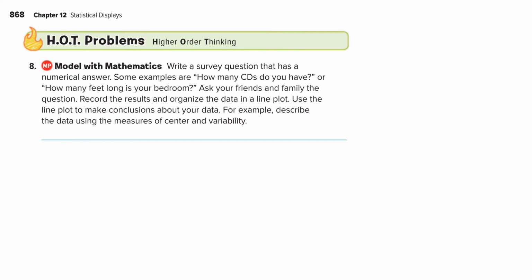Question number 8. Write a survey question that has a numerical answer. Some examples are, how many CDs do you have? Or, how many feet long is your bedroom? Ask your friends and family the question. Record the results and organize the data in a line plot. Use the line plot to make conclusions about your data. For example, describe the data using the measures of center and variability. Now, unfortunately, I can't really go over this with you, but I do encourage you to do this with your family.